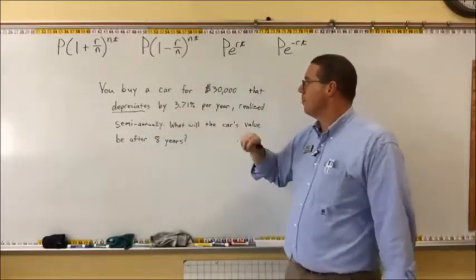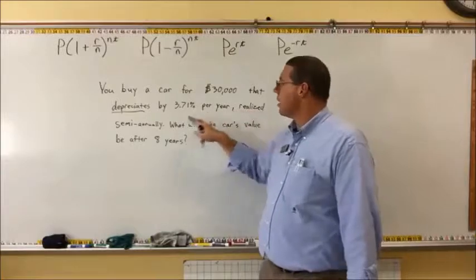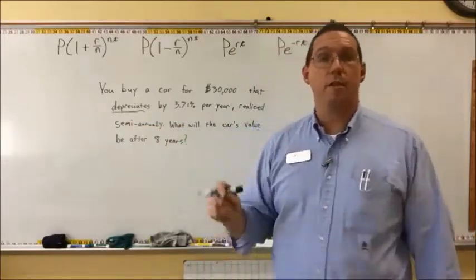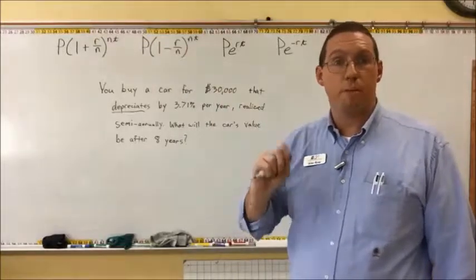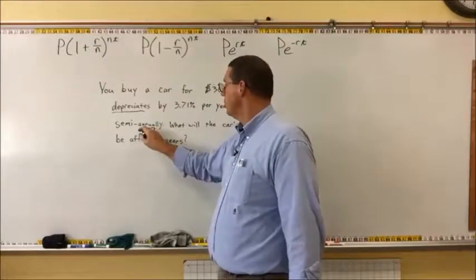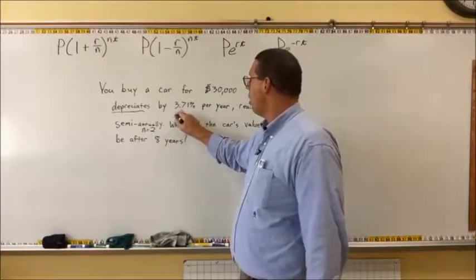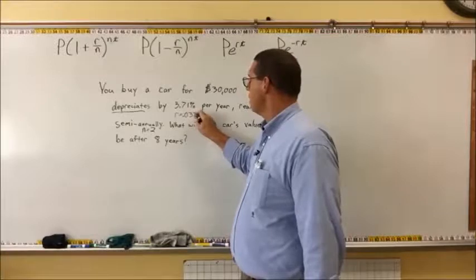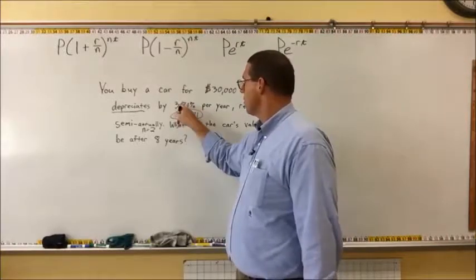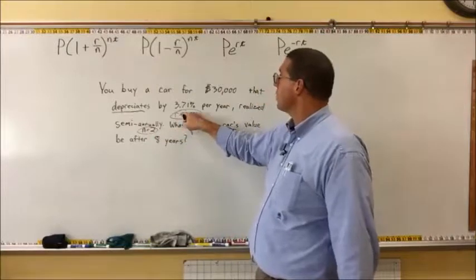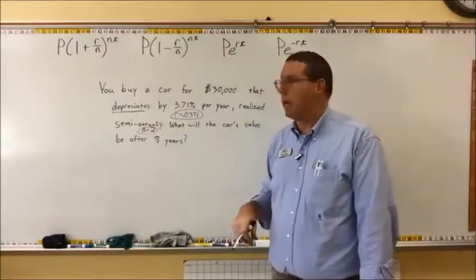It depreciates by 3.71% per year, realized semi-annually. This does not say continuously, it says semi-annually. That means twice per year. That means that N is equal to 2. And the rate R is 0.0371. So we turn the percentage into a decimal. Here's the N, and we're going to put a minus in front of that, right? Because that's in the formula.